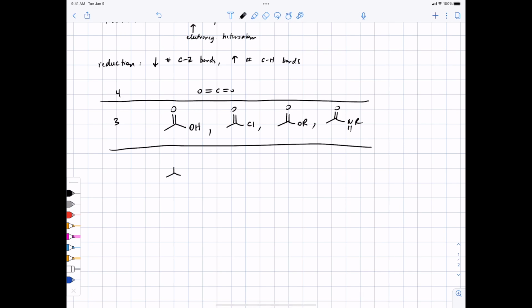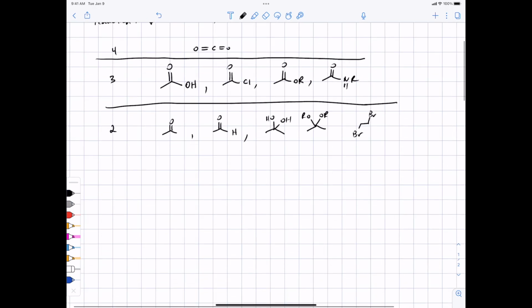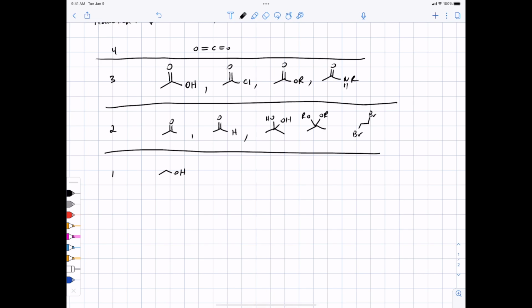Next would be the aldehydes or the ketones and a whole host of other things you will meet in 352. The acetal is an example of that, or the hydrate. Let's see, this is the acetal. Let's see, what else? The vicinal dihalide is at this oxidation state. So that's 2 carbon heteroatom bonds. Then you've got the alcohol or the alkyl halide.